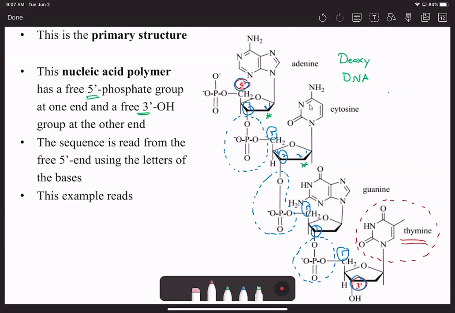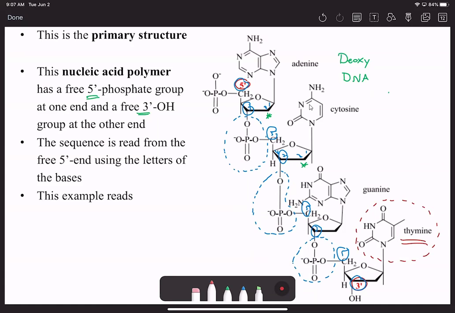And because of these structures, nobody wants to draw this out. Nobody wants to draw a bunch of sugars and phosphate groups. If it's DNA, I know it's a phosphate, and I know it's deoxyribose. If it's RNA, I know it's a phosphate, and I know it's ribose. So the phosphate and sugar kind of play an irrelevant part when we're looking at primary structures.